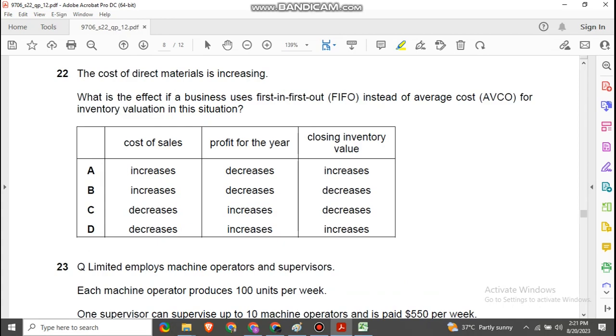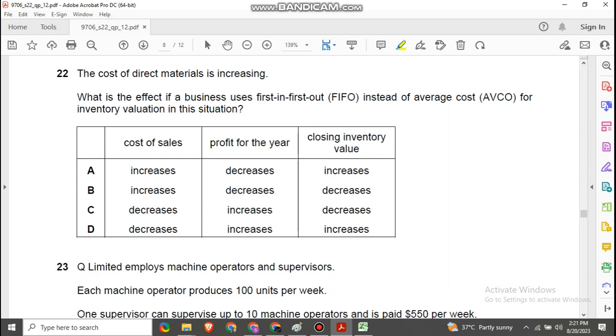Next question, question number 22. The cost of direct material is increasing. What is the effect if a business uses first in first out instead of average cost for the inventory valuation in this situation? So when the cost is increasing for the material, when we use the first in first out method instead of average cost, what is the effect of this on cost of sales, purchases for the year, and closing inventory? Okay, if we can find this out, then we can answer this question easily.